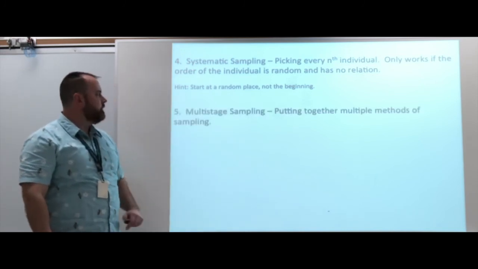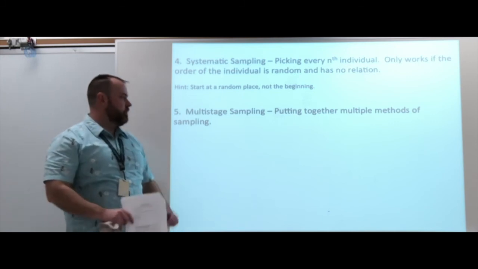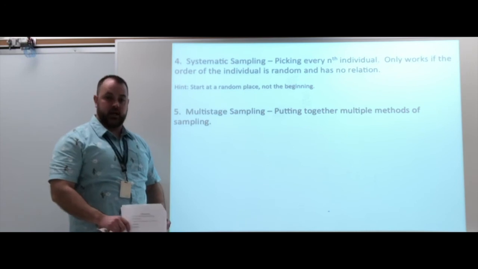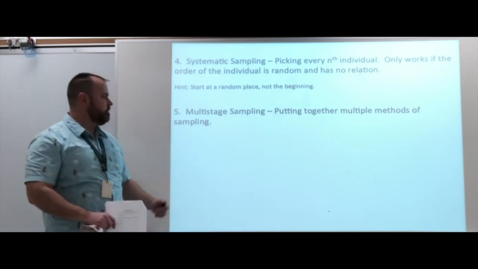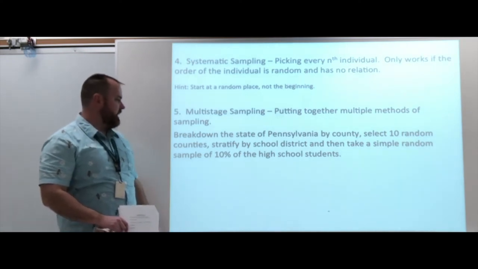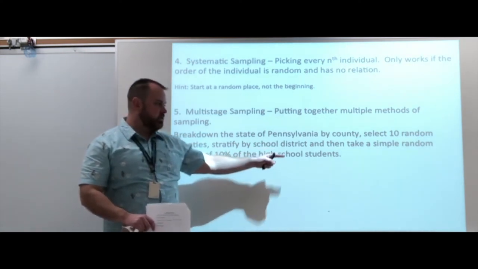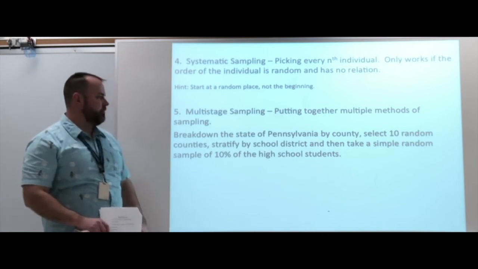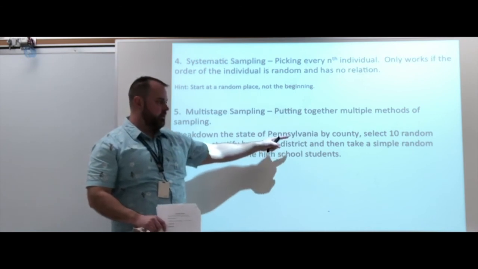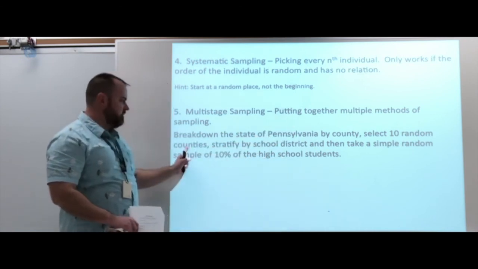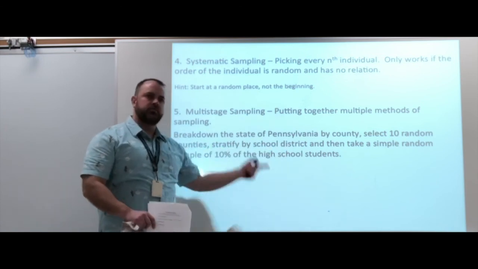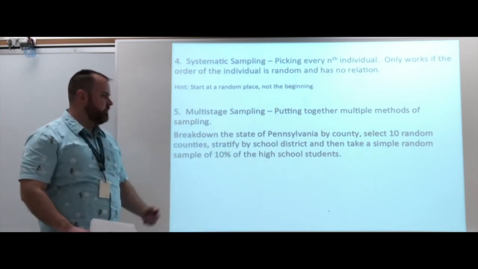Okay, multi-stage sample is just putting multiple methods together. So it's just having different stages of randomness, different stages of subdivision. Okay, break down the state of Pennsylvania by county, select 10 random counties, stratify by school district, then take a simple random sample of 10% of the high school students. So first we are subdividing by county, a random sample of counties, and then grouping them again, stratified by school district. So there are multiple stages of randomness and subdivision there.